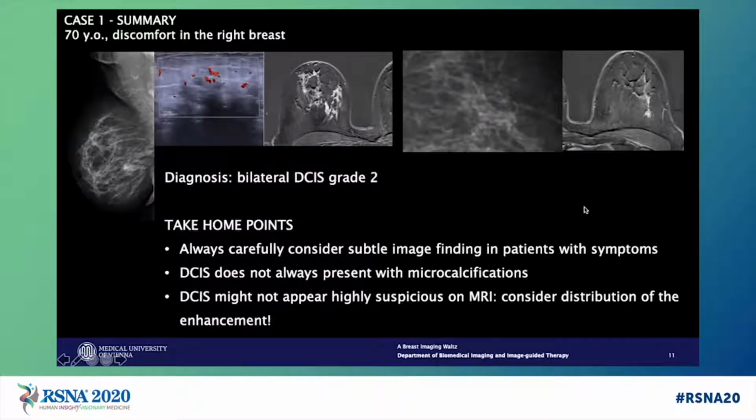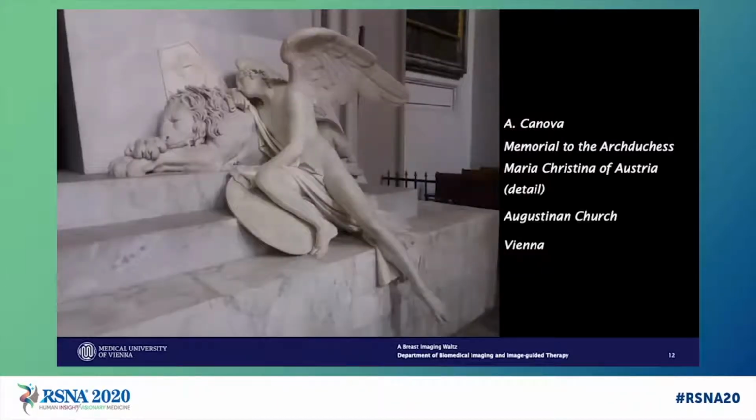All to say that if a patient comes to you with symptoms, it's always important to carefully evaluate the whole imaging, so as not to miss subtle findings that can actually be something malignant. Also important to remember, DCIS does not always present with microcalcifications, and it might be easier to see in MRI, but the MRI findings are also subtle, and if you are not used to them, you might misinterpret or overlook them. We can move on to our next case.